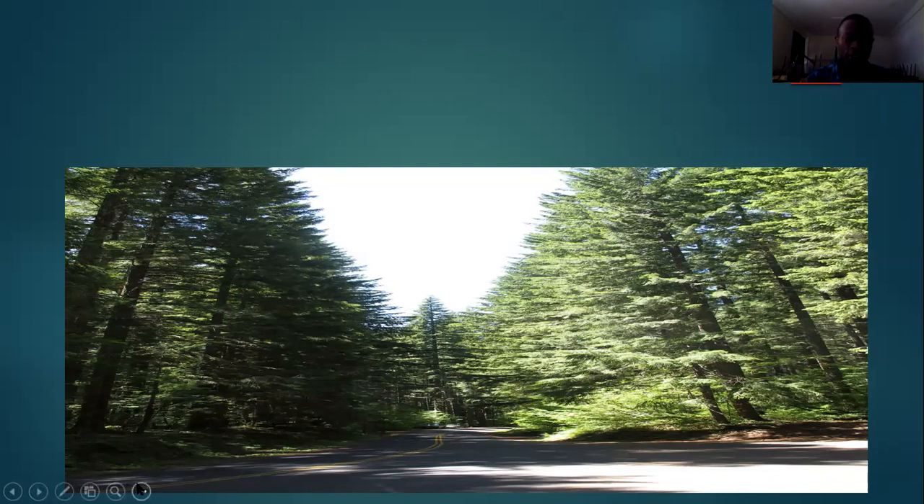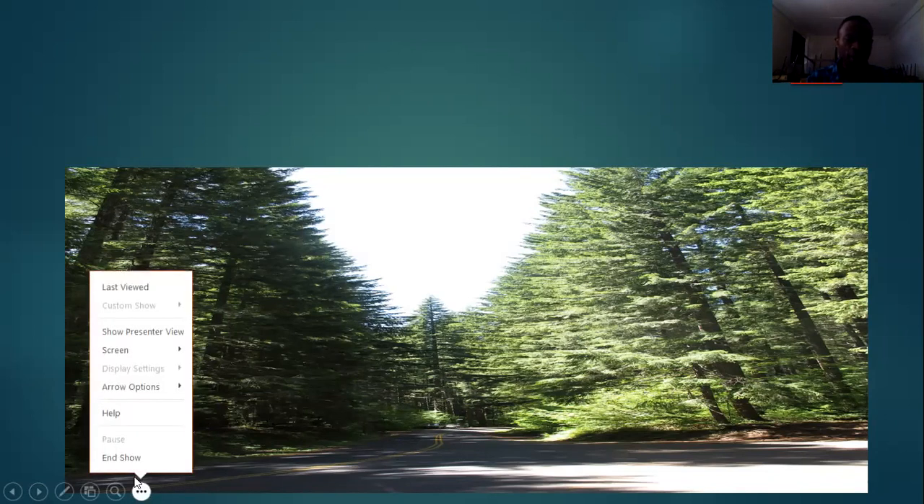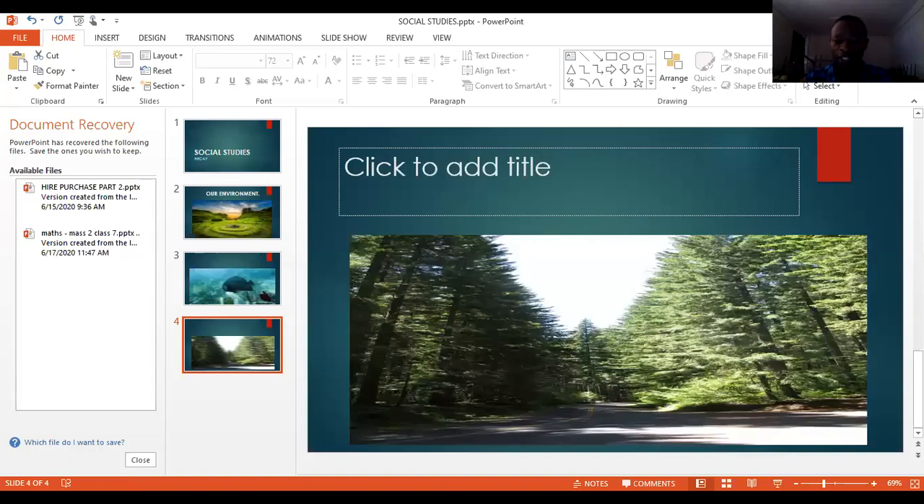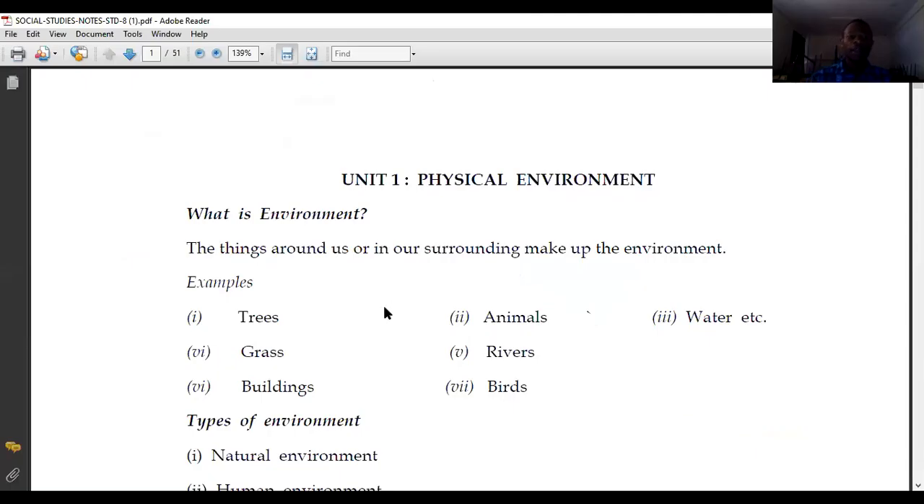So going straight to our lesson for today, the first question that you need to ask yourself is, what is the environment? So that is the first question for us. And we said that the environment is things that surround us. The things around us or in our surroundings make up the environment. Examples: trees, grass, buildings, animals, rivers, birds, water, etc.